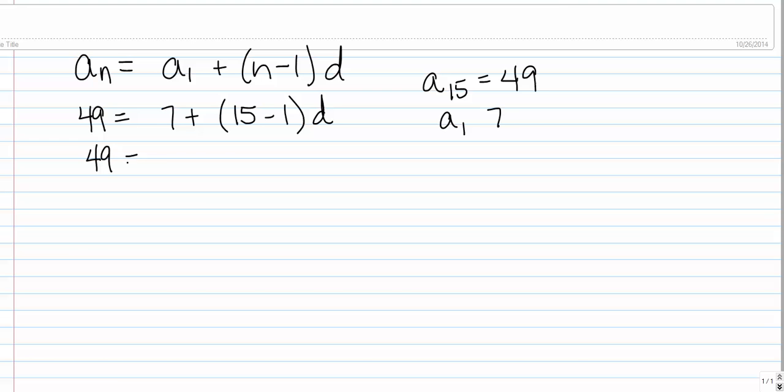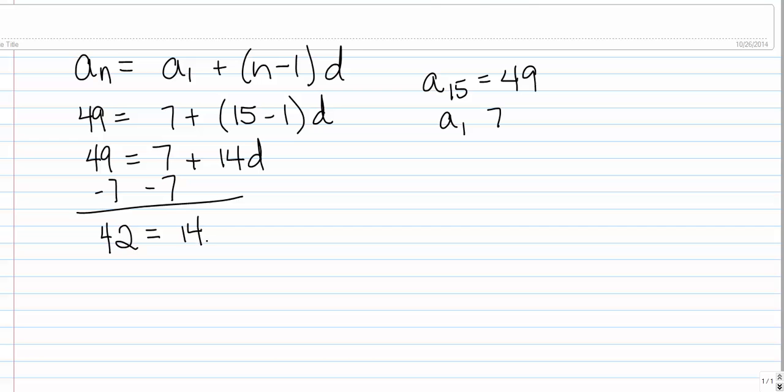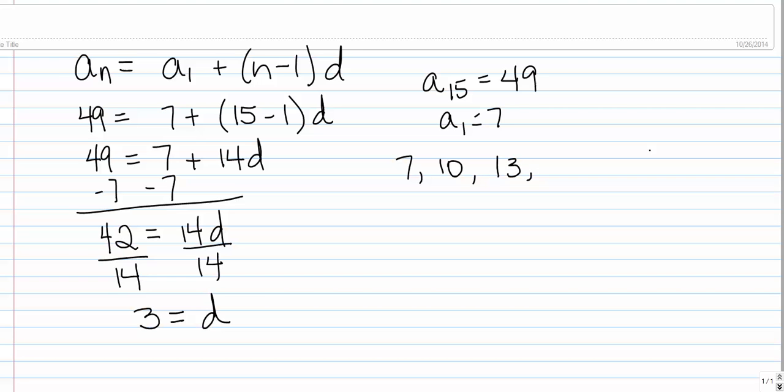So 49 equals 7 plus 14 times d. If I subtract 7 from both sides, I get, let's see, 42. And 42 divided by 14 gives me a common difference of 3. So if I kept the pattern going 15 times, starting with 7 and adding 3, I would get up to 49. And I'm not going to do that. There's no need to when we have a formula that can do a lot of that work for us.